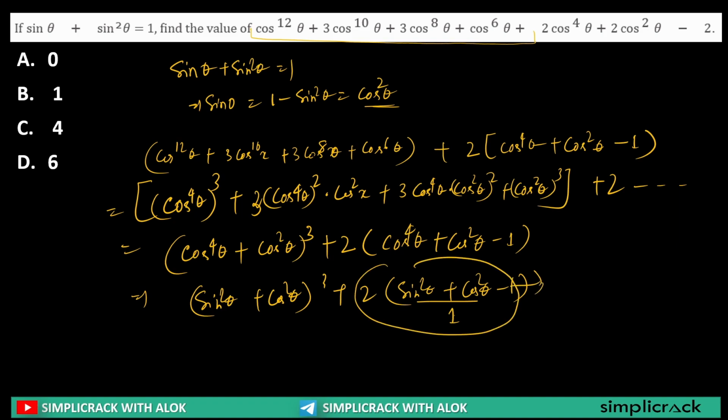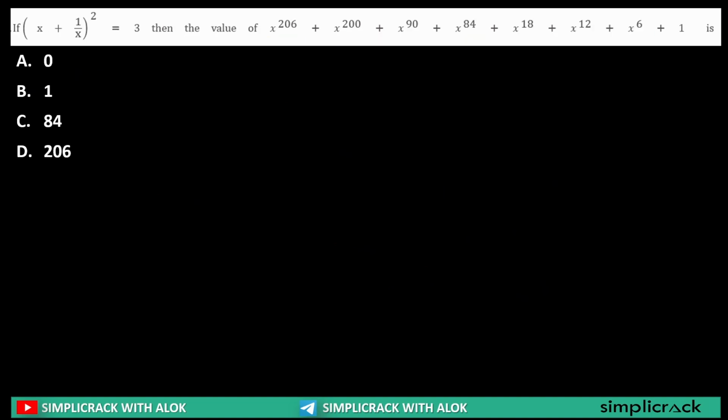Now sine square theta plus cos square theta is equal to 1. 1 to the power cube is equal to 1. We can solve it this way. Clear? Yes, sir. Now the next question.